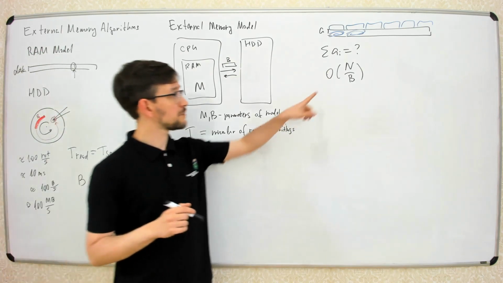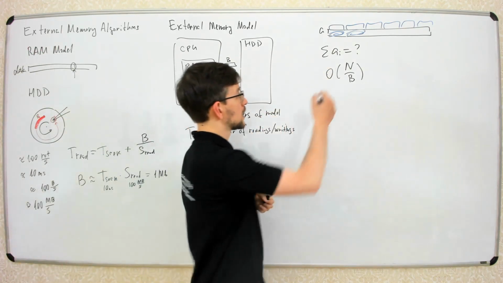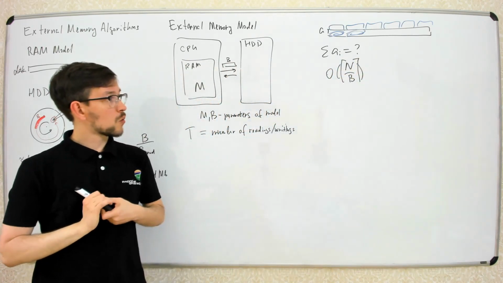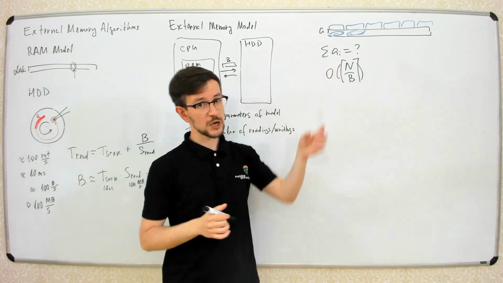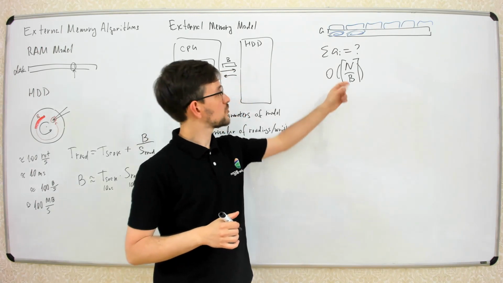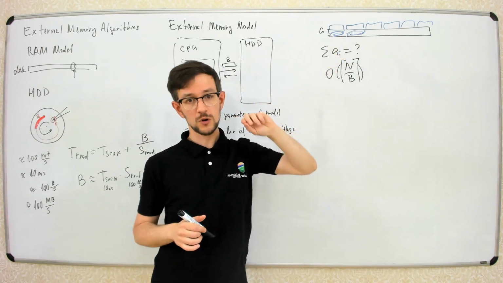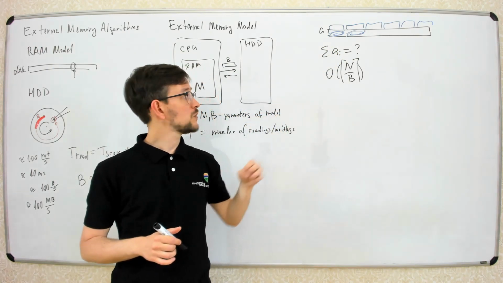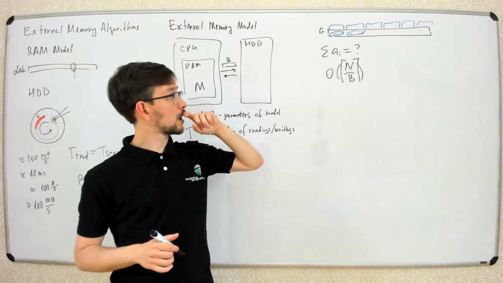There's an important thing missing in this time complexity: the ceiling. Why is it important? Because the time complexity of these algorithms is actually never less than 1. If the size of your array is less than the size of a block, you still need one read to read this whole block.